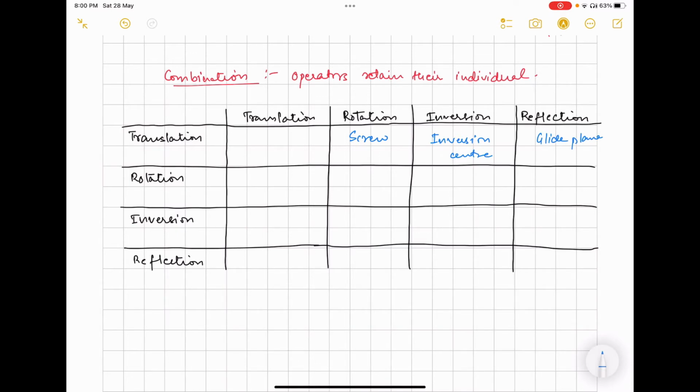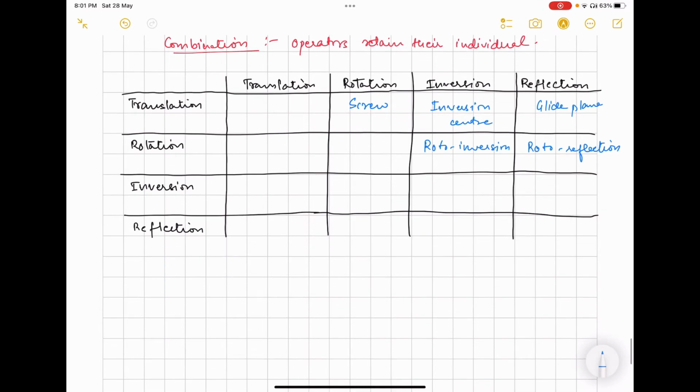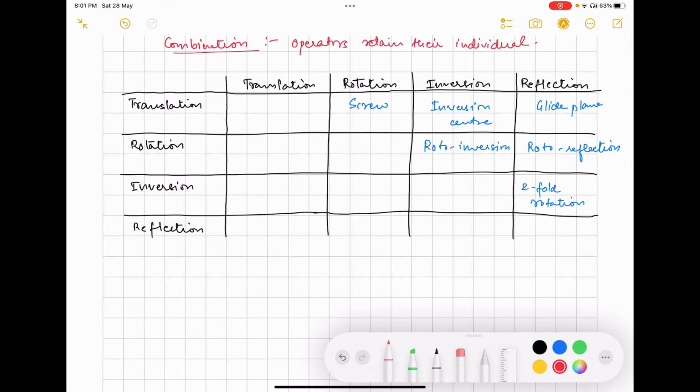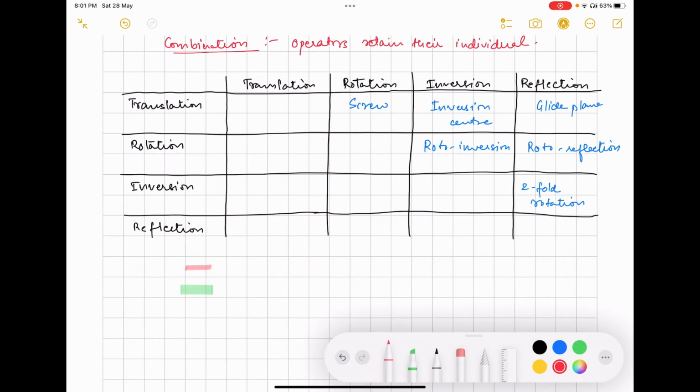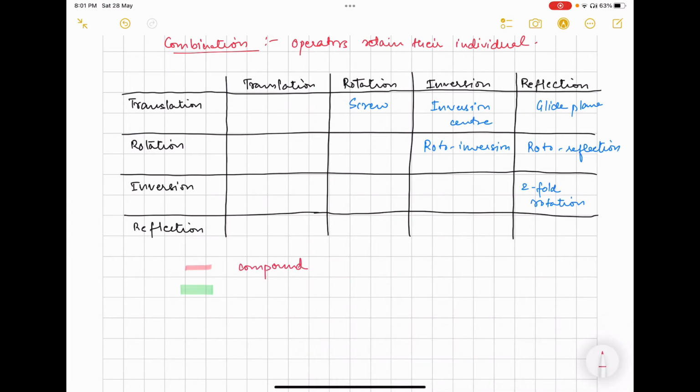Then rotation plus inversion is roto-inversion, and rotation plus reflection is roto-reflection, and inversion plus reflection is a twofold rotation. So let us mark the compound ones in red and the combination ones in green. So this is compound and this is combination.